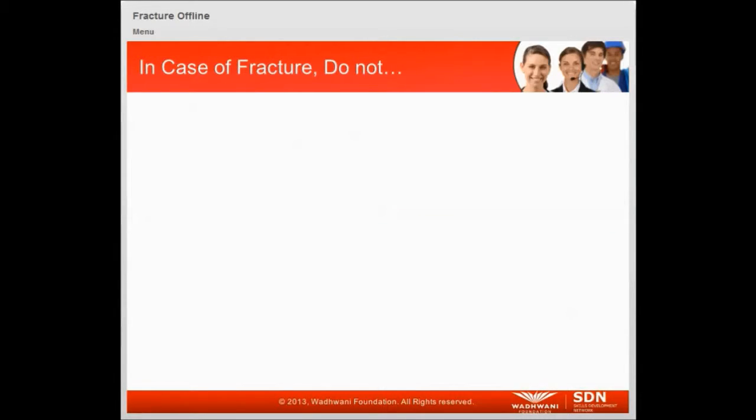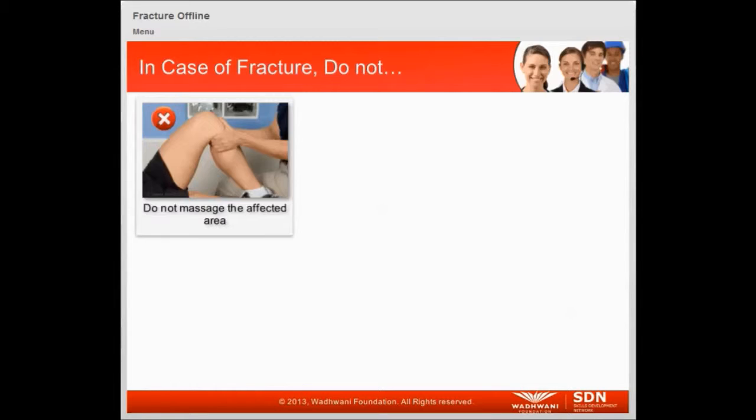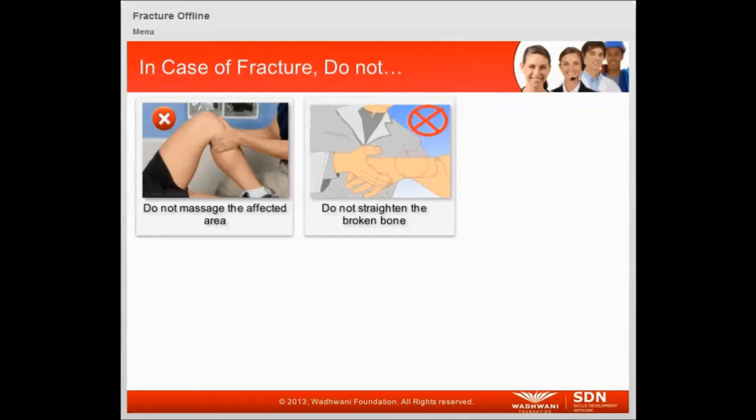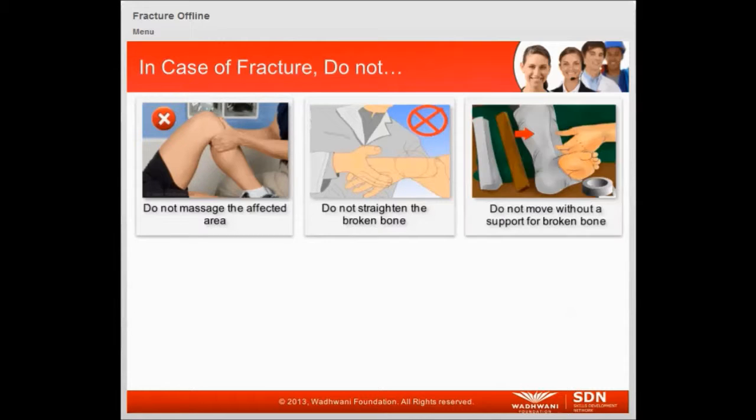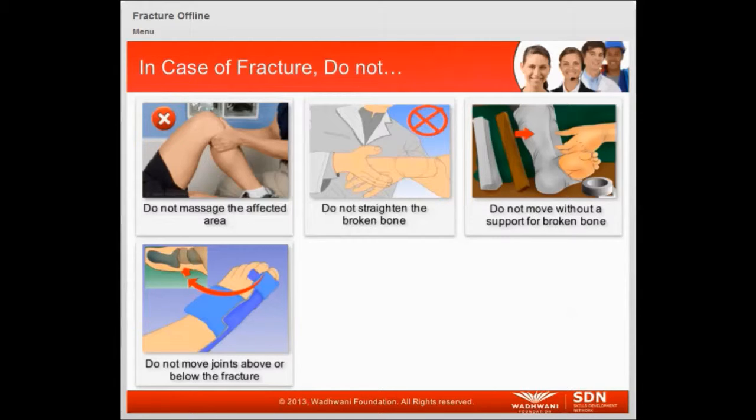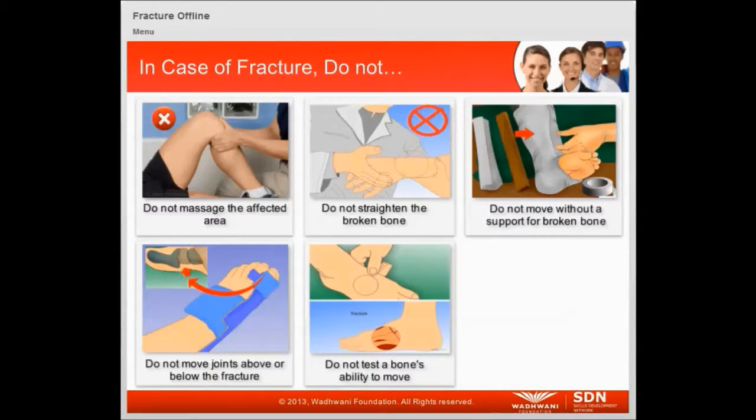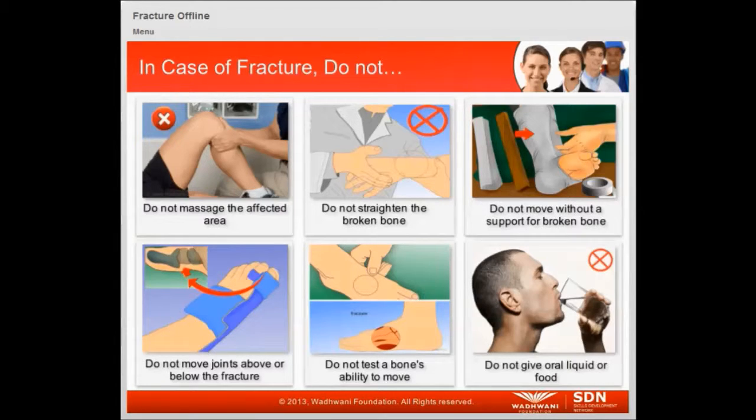Now, let us see what we should not do in case of a fracture. Do not massage the affected area. Do not try to straighten the broken bone. Do not move without a support for the broken bone. Do not move joints above or below the fracture. Do not test a bone's ability to move. Do not give oral liquid or food.